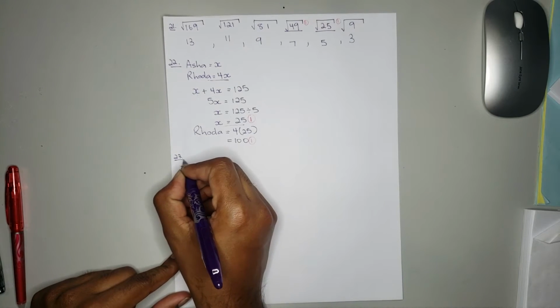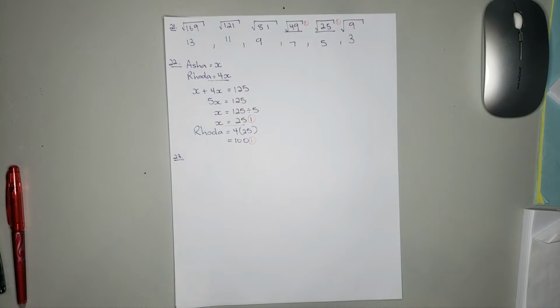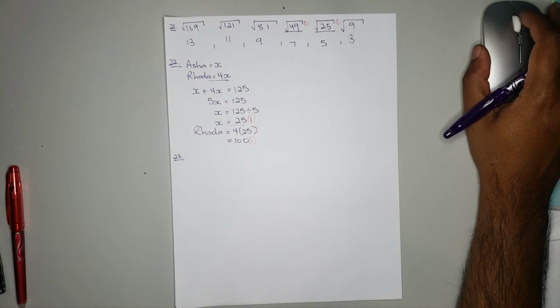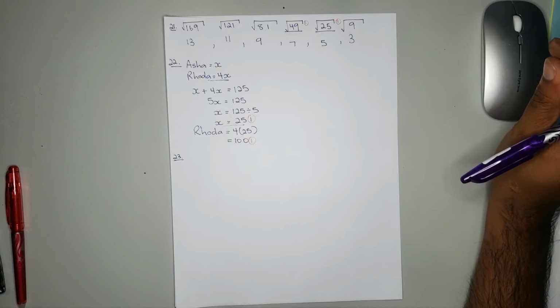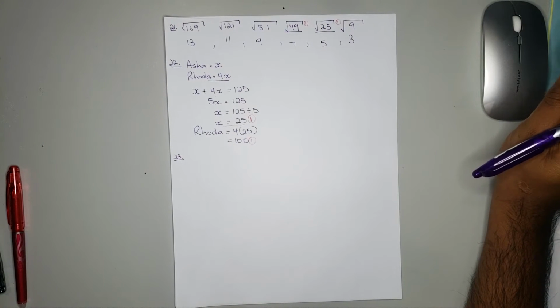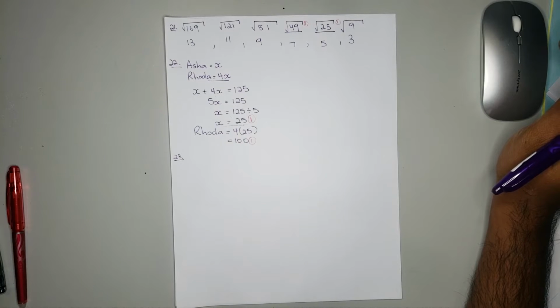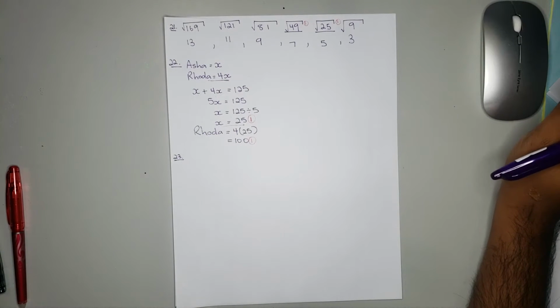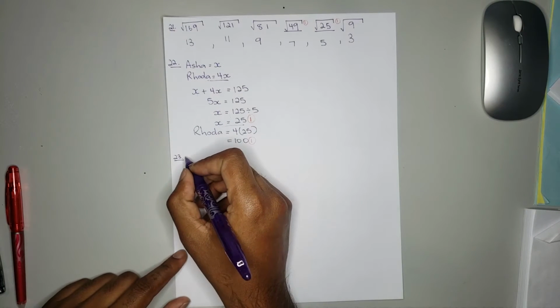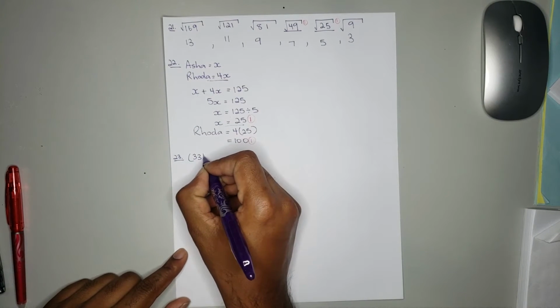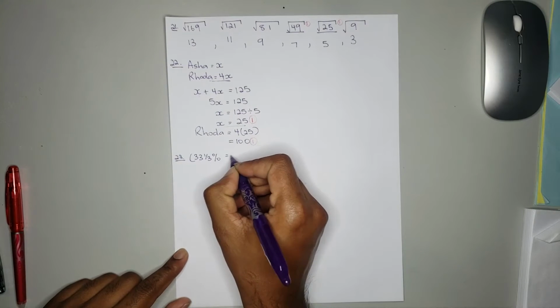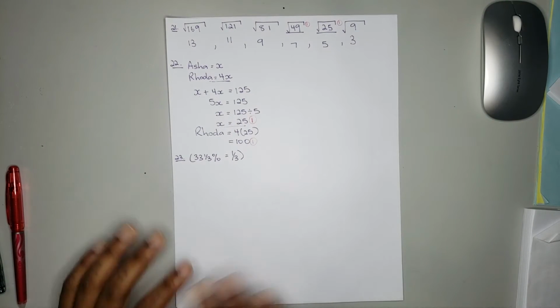Number 23. John had 180 marbles. He gave Sachin 33 and a third percent of his marbles. Calculate how many marbles John has remaining. So from this question, we know 33 and a third percent is equal to 1/3 as a fraction, which will be easier to work with.